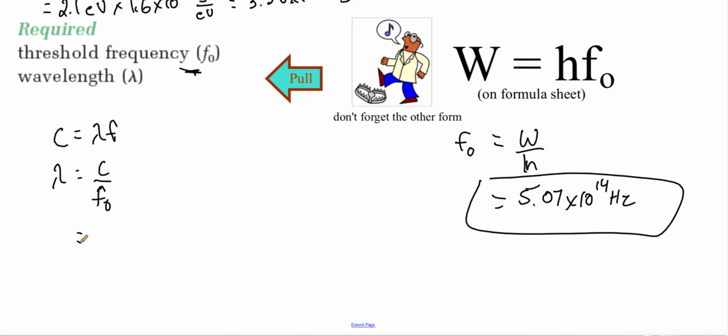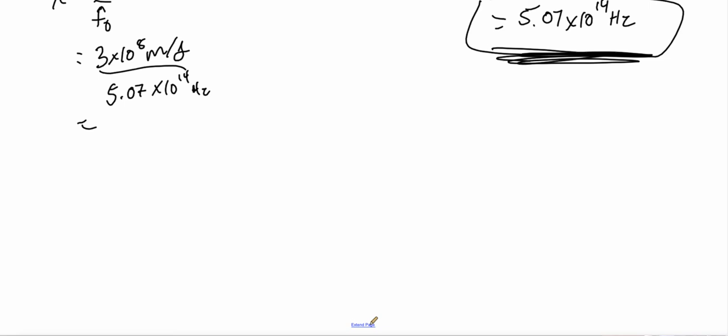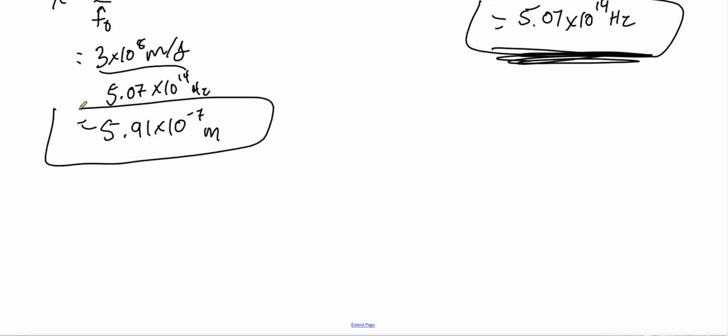And after I plug this in using this equation, my frequency right there and the speed of light, we get 3 times 10 to the 8 meters per second, and we're going to divide that by 5.07 times 10 to the 14 hertz, and that will end up giving me 5.91 times 10 to the negative 7 meters. So then we ended up finding out my wavelength.